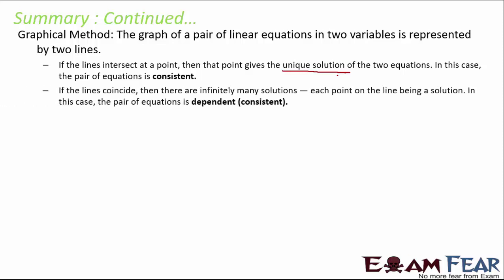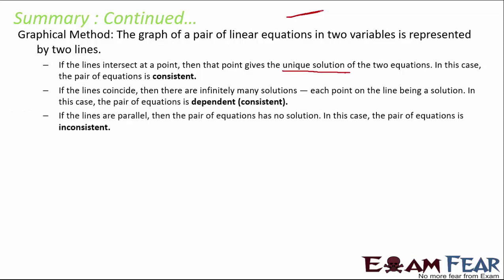If the lines coincide, like they both overlap with each other, this is one line, this is another line, that means all their solutions are the same and they have infinitely many solutions, and we call such a pair of equations dependent equations. So to avoid confusion, let this be consistent, let this be dependent. And the third scenario, if the lines are parallel, then the pair of equations has no solution. They never intersect at any point, so they have nothing in common. There's no solution at all. Such equations are called inconsistent equations.